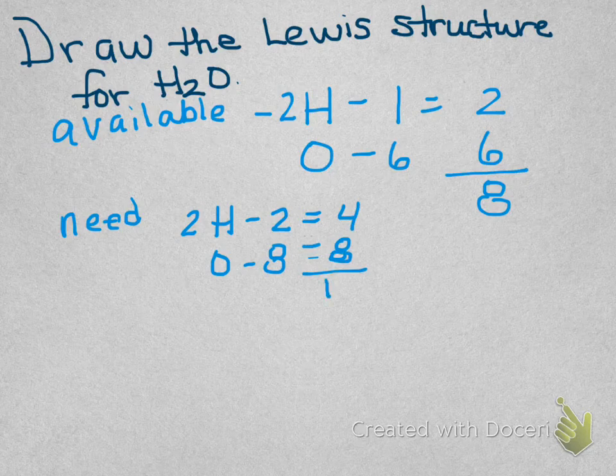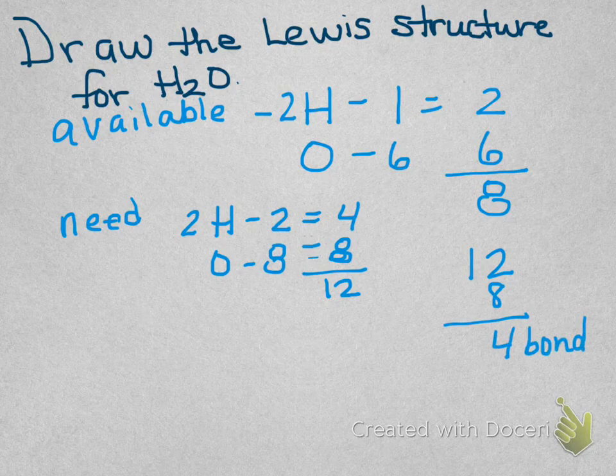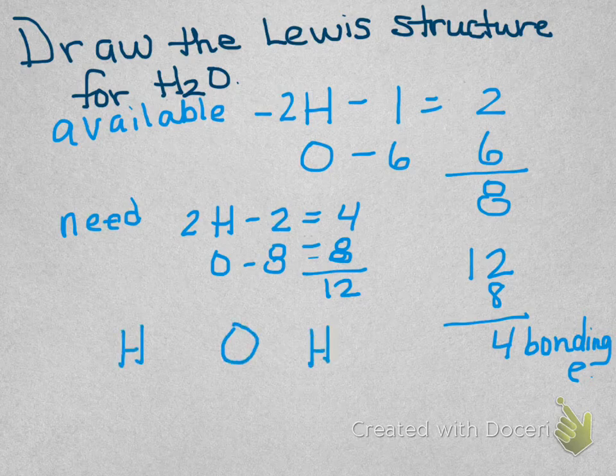So that's 12 needed. So now we're going to take 12 minus 8, which gives us 4 bonding electrons. Okay, now we're going to draw this. Remember I said hydrogen can never be in the middle. So even though it's listed first, oxygen is going to be our central atom. Then we're going to have 2 hydrogens, 1 on either side.